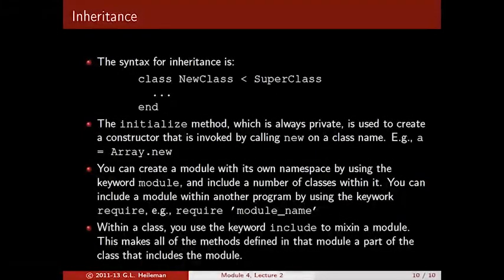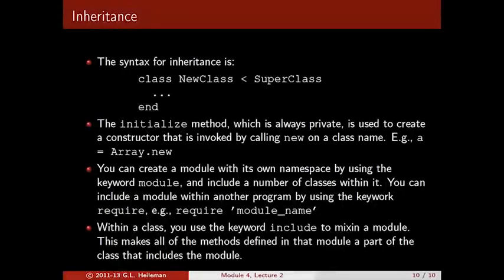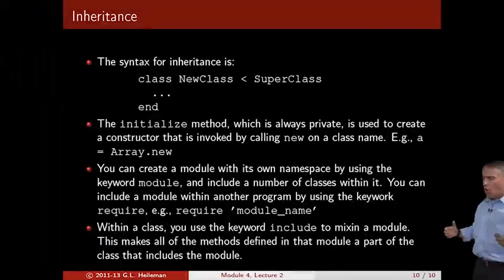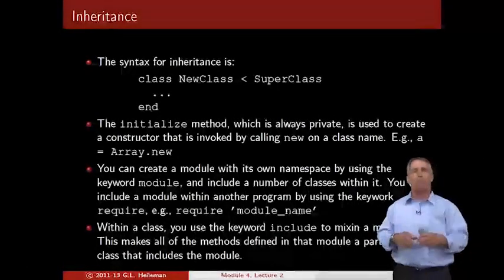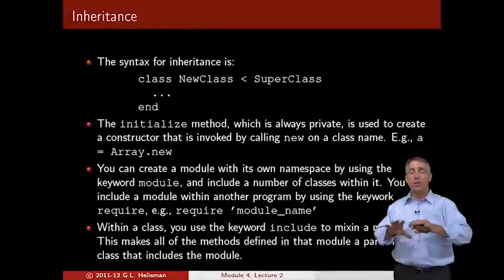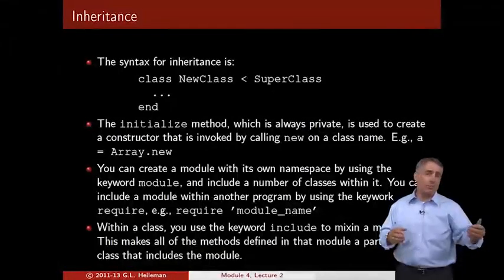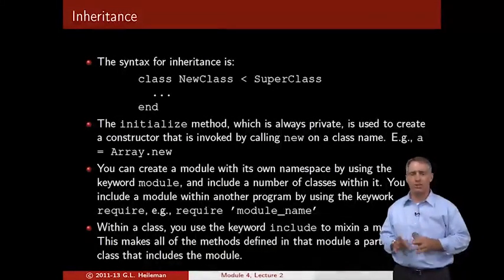Within a class, if you use the keyword include, then you're mixing in a module. What that does is it takes all of the things that have been defined in that module and makes them a part of that class. This is this notion of a mix-in. So if you do include inside of a class for a bunch of different modules, this is how you can effectively achieve multiple inheritance if you really need it.